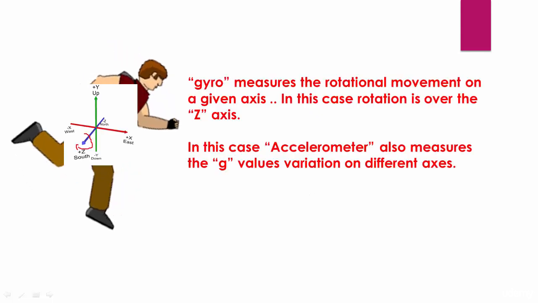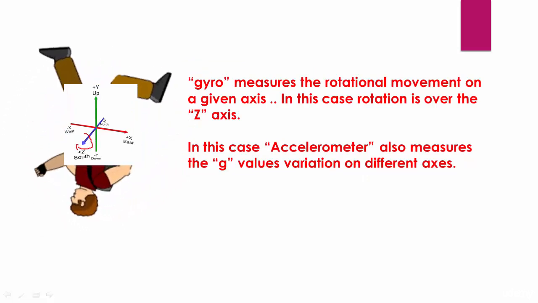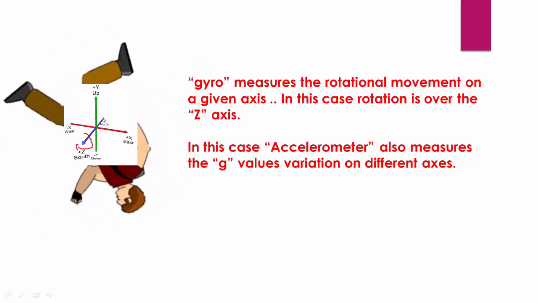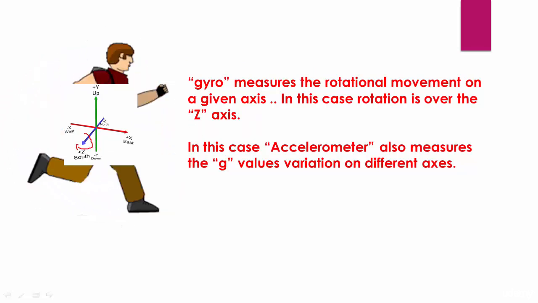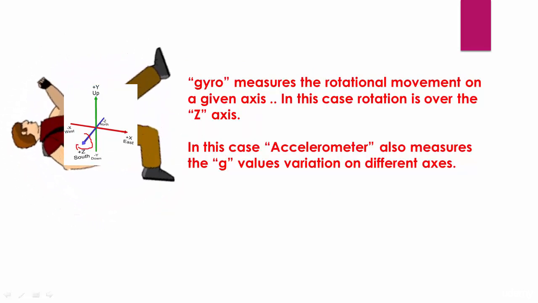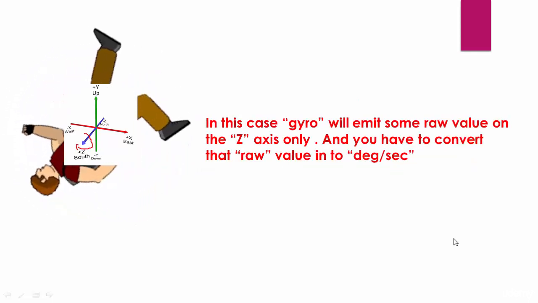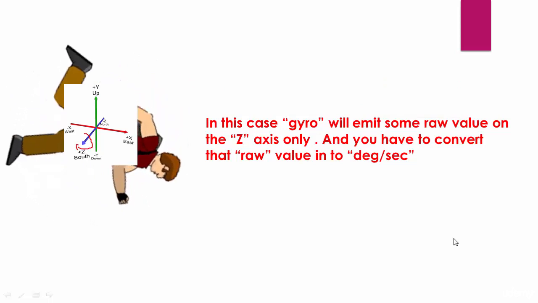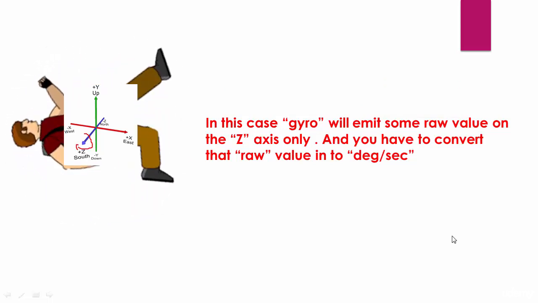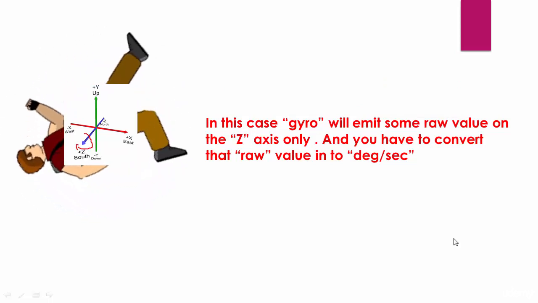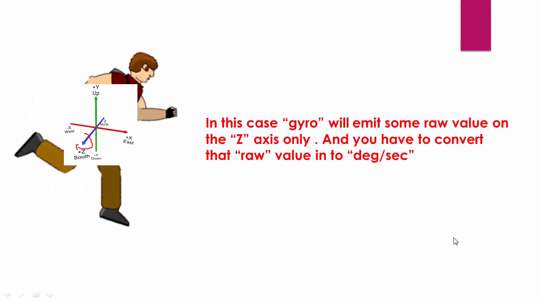If I rotate on the axis like this, then the gyro will output my rotational speed on that axis. That means how fast I am rotating on this axis, in terms of degrees per second. So the unit in this case, I mean how fast the object is rotating, is measured in degrees per second. So let's say in this case the object may be rotating at 5 degrees per second.